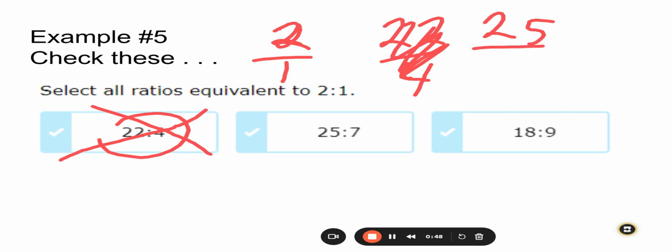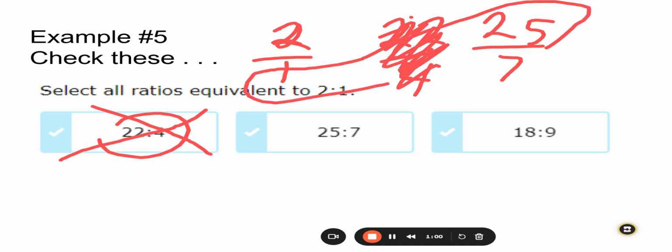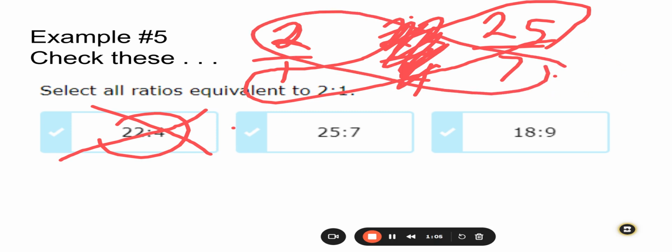25 over 7. Just by looking at it right now, I can already tell that this one's also not going to be proportional because 25 times 1 is going to give me 25. All right, 25 times 1 will give me 25. And then 7 times 2 is going to give me 14. So that one is also not proportional.